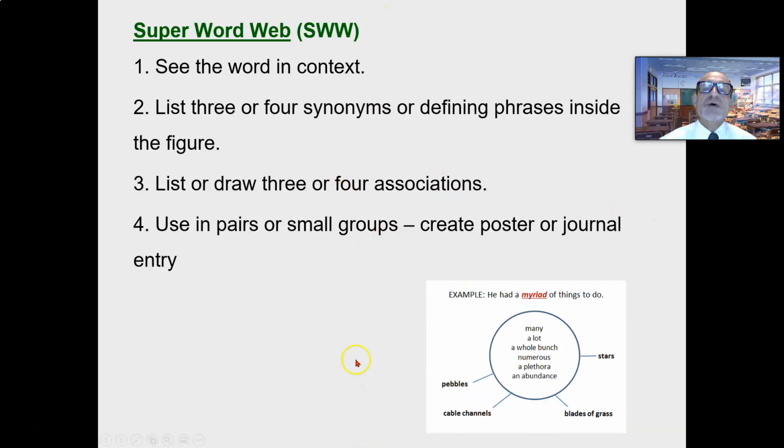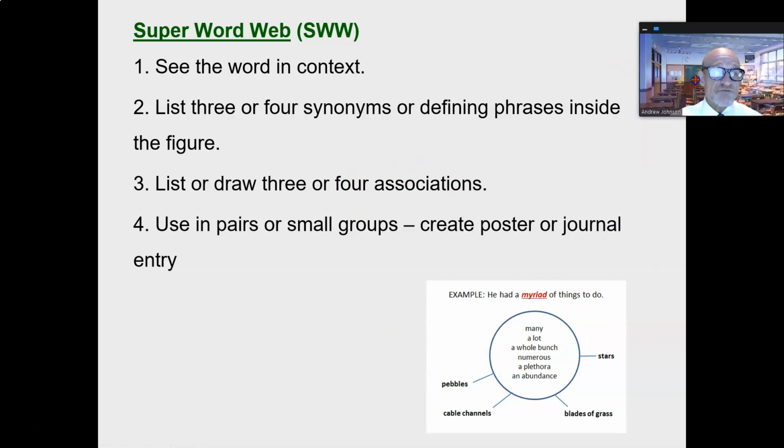A super word web is kind of the same thing. It just looks a little bit different. See the word in context. Three or four synonyms or defining phrases are put on the inside, and given a computer looking for synonyms or a thesaurus, students can do that by themselves. You had a myriad of things to do. Synonyms on the inside, three or four associations on the outside.